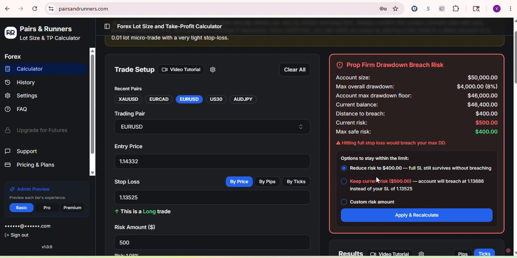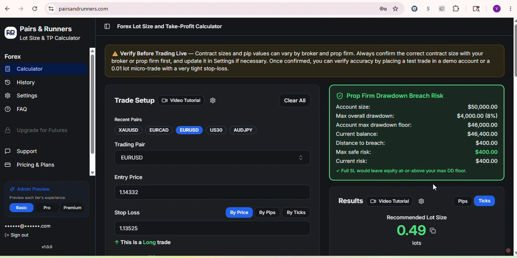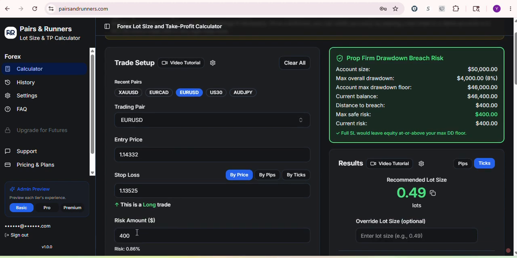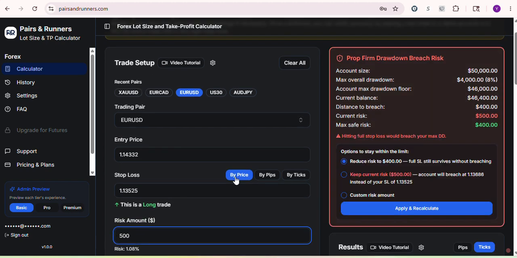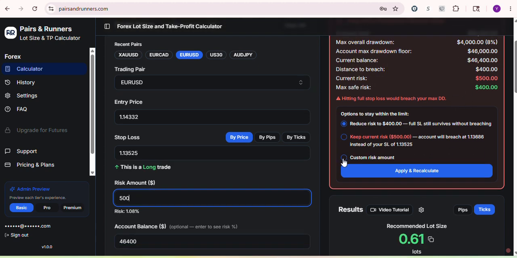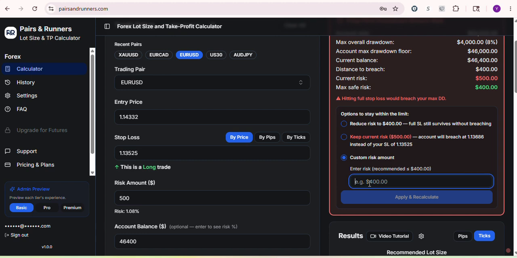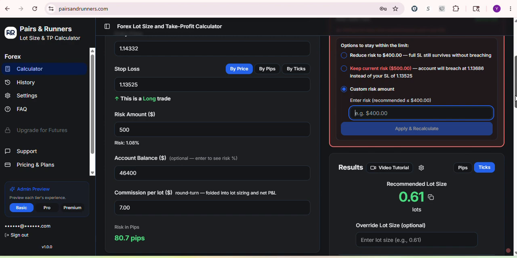So you have a couple of options here. One is you could reduce your risk to $400, in which case the lot size will go down. It's now down to 0.49. I'm going to put this back at 500. So okay, you can also keep your current risk at 500 and take your chances, or you could just not address this card at all, or you can put in a custom risk amount and change it to something in between, or less than $400.